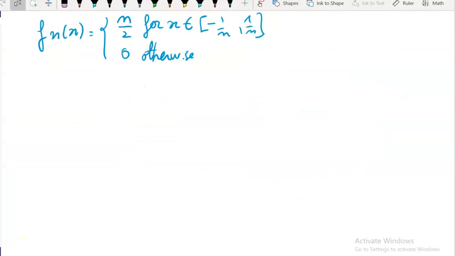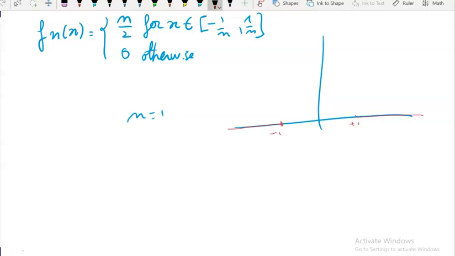First example, this sequence of functions. So fn of x is equal to n over 2 for x between -1 over n and 1 over n. So what does it look like? Let's take n equal to 1, so for n greater or equal to 1. If n is equal to 1, that function is going to be 0 up to -1, 0 above +1, and in between it's going to be 1 over 2. All right, so that would be f1 of x.